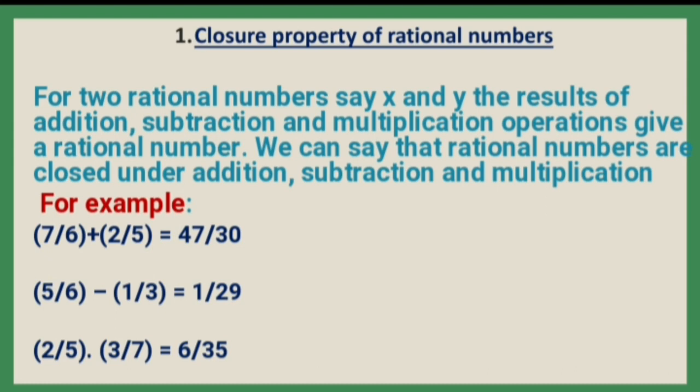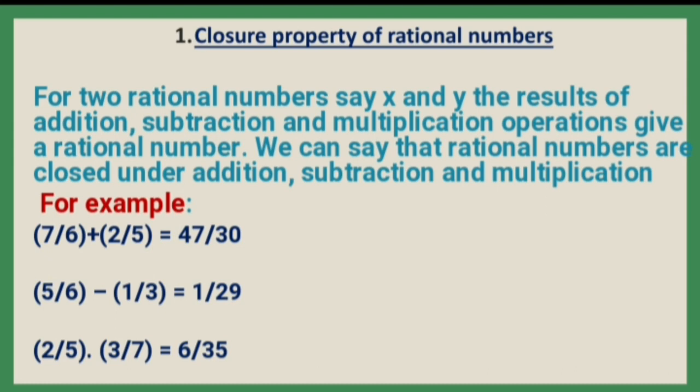Closure property means you take two natural numbers, for example 1 and 2, and add them. 1 plus 2 is equal to 3. 1 and 2 are natural numbers. After adding, you got 3, and 3 is also a natural number, right? So whenever you add two natural numbers and your answer is again a natural number, then we say that the closure property is applied for the natural number set under addition.